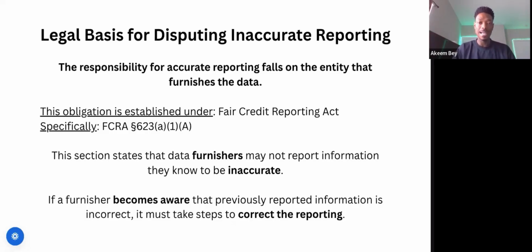So the legal basis for disputing inaccurate reporting, again, the responsibility for accurate reporting falls on the entity that furnishes the data. This obligation is established under the Fair Credit Reporting Act, specifically Section 623(a)(1)(A). This section states that data furnishers, meaning the original lender or creditor, may not report information that they know to be inaccurate, right? This is why you also want to put them on notice as well. Like, hey, this is reporting inaccurate, whether you want to call them or you want to do it in writing. Preferably, you want to do it in writing so that you have a paper trail. And if the furnisher becomes aware that previously reported information is incorrect, it must take steps to correct that report.